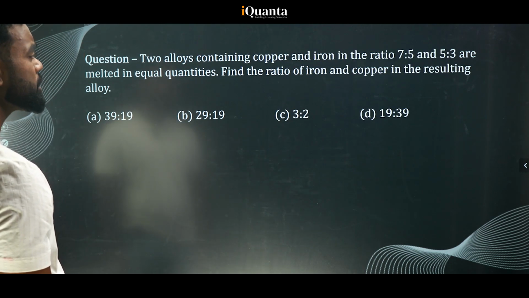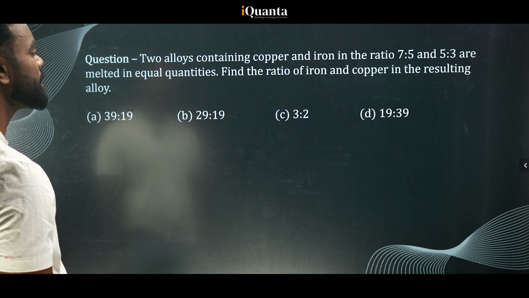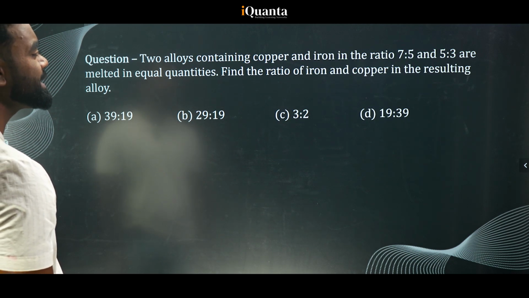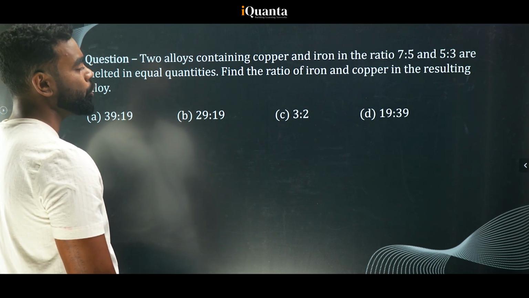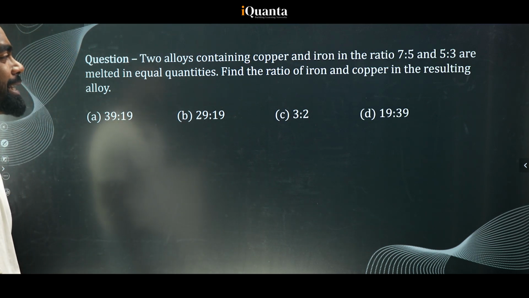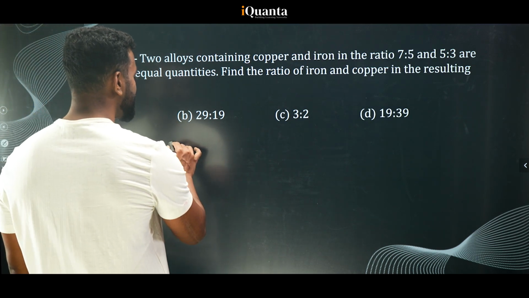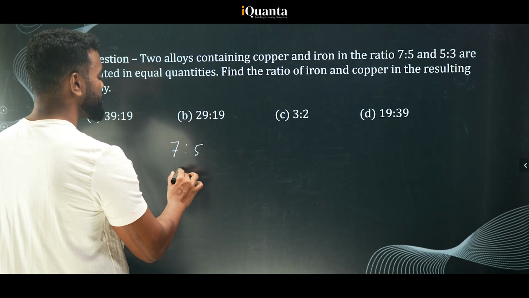Next question: 2 alloys containing copper and iron in the ratio 7:5 and 5:3 are melted in equal quantities. Find the ratio of. Now, if they are talking about equal quantity, I'm showing you one particular method where we can deal with equal quantities. So one is 7:5, one is 5:3, right?